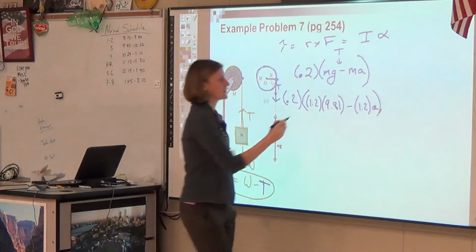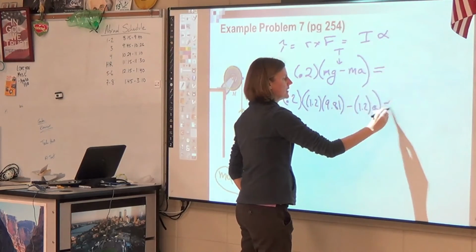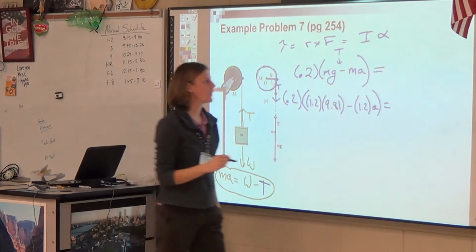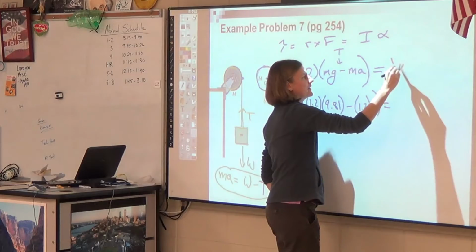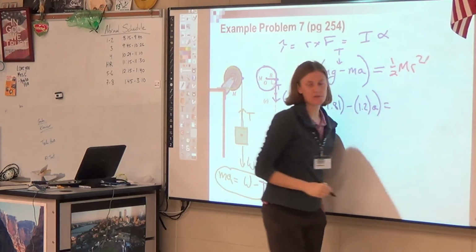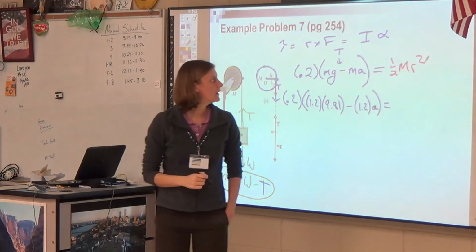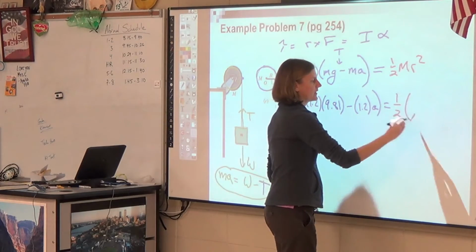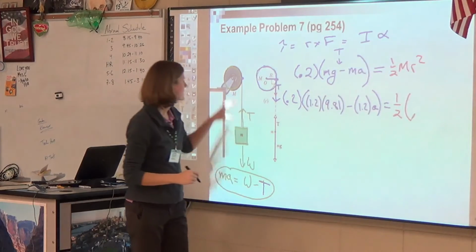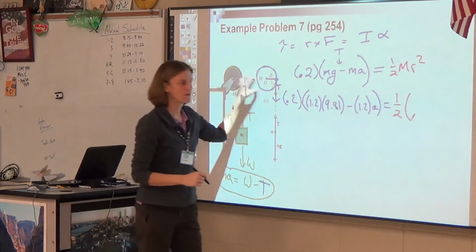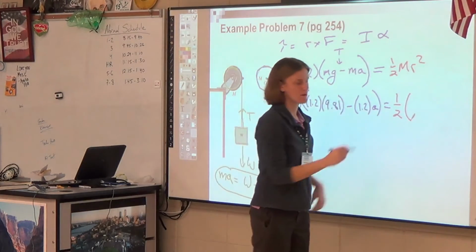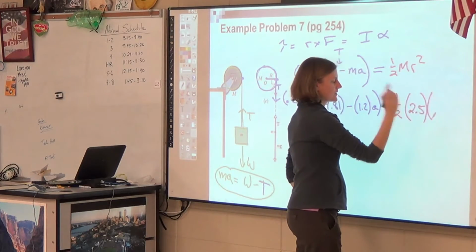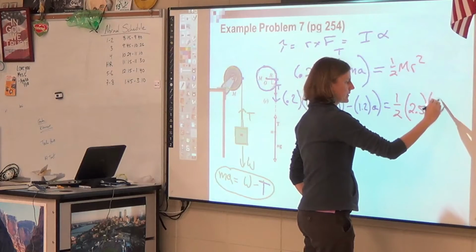All right, now I want to set this all equal to I times alpha. Okay, so we knew our I formula was 1/2 m r squared. That's for a disk. Look that up. So plugging in relevant disk information. What was the mass of the pulley? Kilograms? Okay. And you said the radius was 0.2?